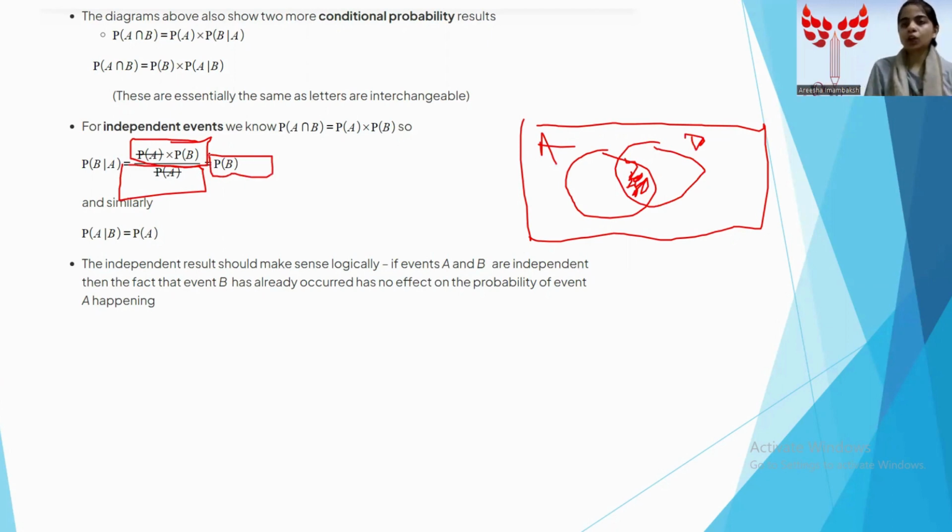Obviously, if they're not depending on each other, then the definition of conditional probability, where the event after 'given that' has to be dependent on the previous event, does not apply. Probability of B given that A means B has to depend on A at some point. Since it's not, probability of B stands independently and remains the same. If events A and B are independent, then the fact that event B has already occurred won't have any effect on the probability of event A happening.